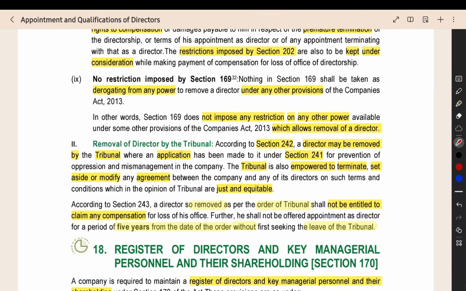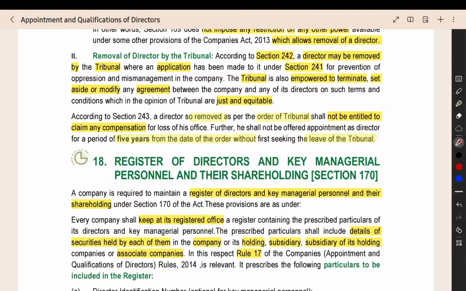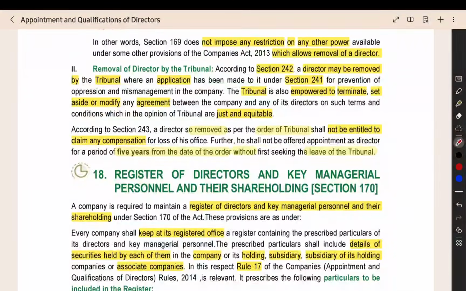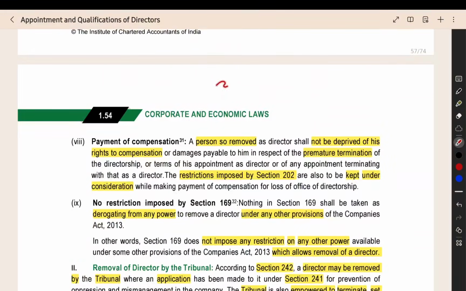I told you that the tribunal also can remove a director, and if the tribunal removes a director, for that director you cannot pay the compensation for loss of office. This point we will see again in the prevention of oppression and mismanagement chapter. For the director removed by the tribunal, you cannot pay the compensation for loss of office, and then you cannot appoint him again for a period of 5 years. From the date on which he was removed by the tribunal, you have to wait for 5 years before appointing him again. If you want to appoint the director within the 5 years itself, then get the permission of the tribunal.